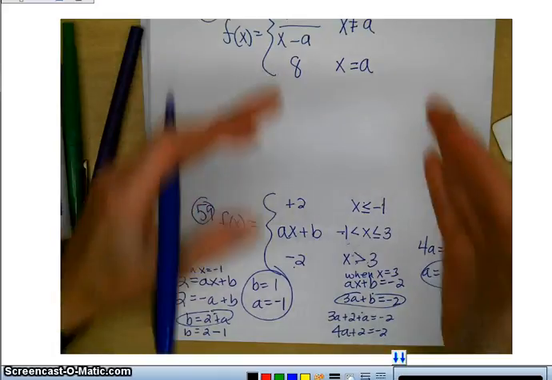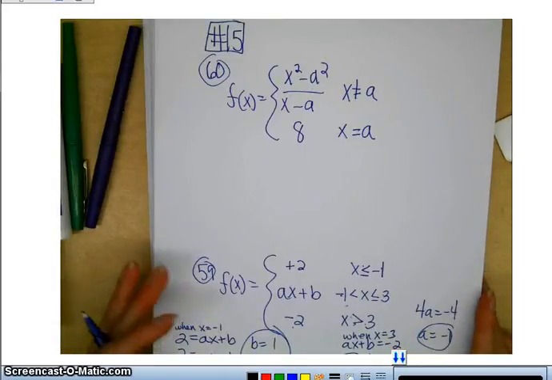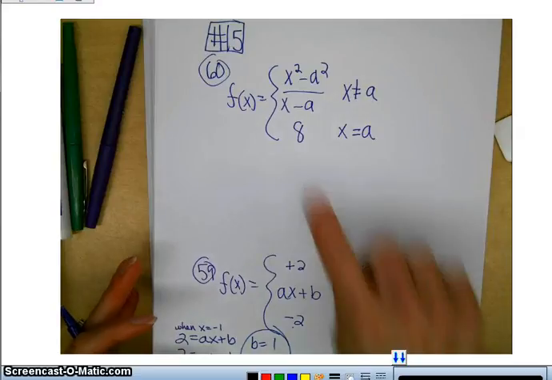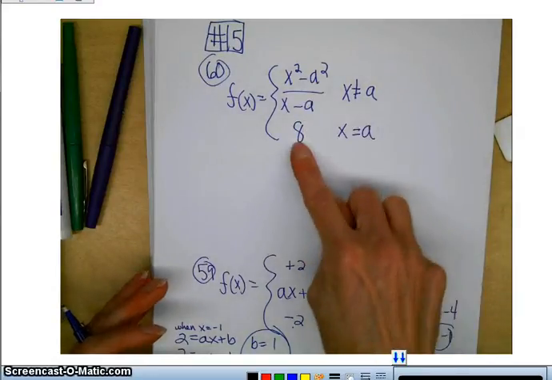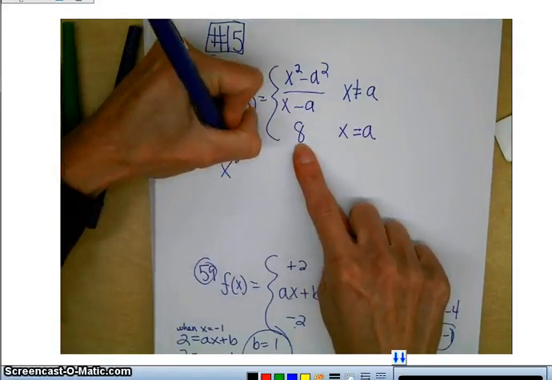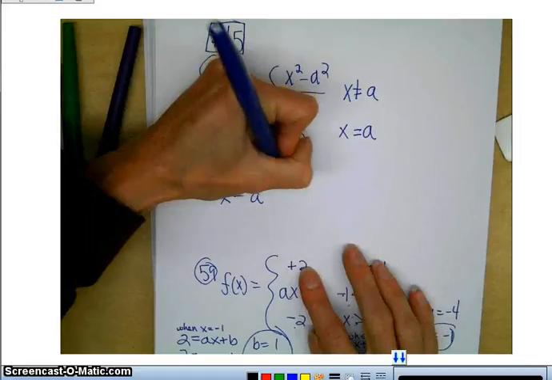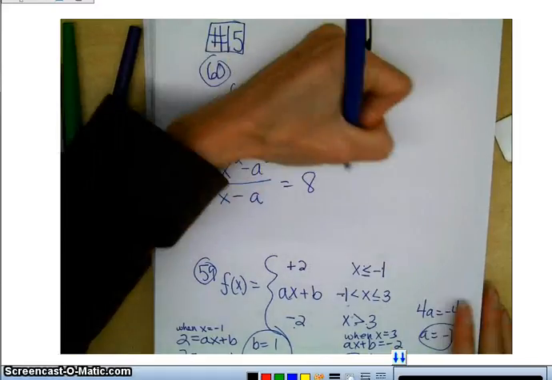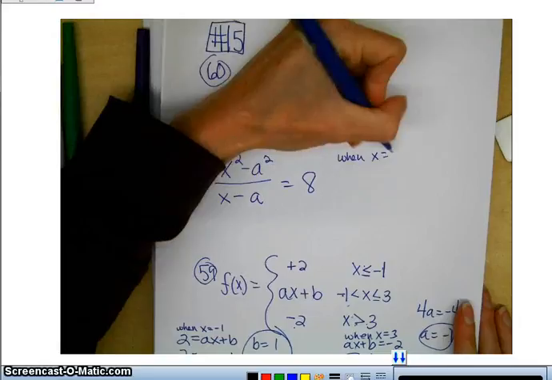So, this one looks really hard, like, man, we must need to learn something totally new to do this. No. These two, in order for this whole function to be continuous, what has to happen with these two parts? They have to be equal. So x squared minus a squared over x minus a has to equal 8 when x equals what? A.